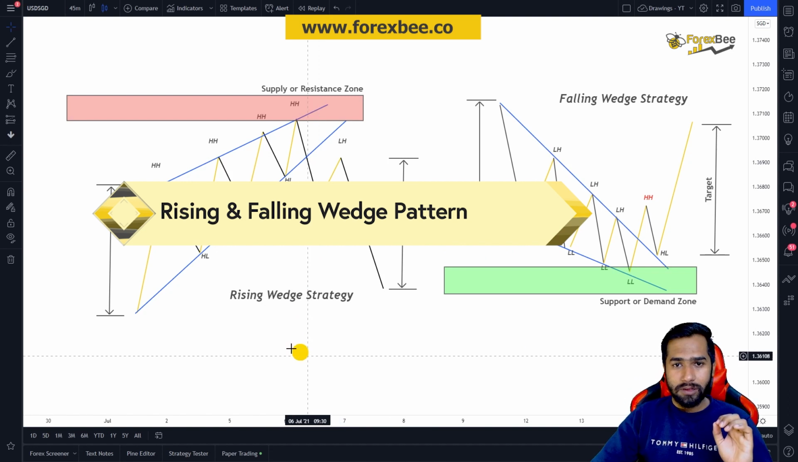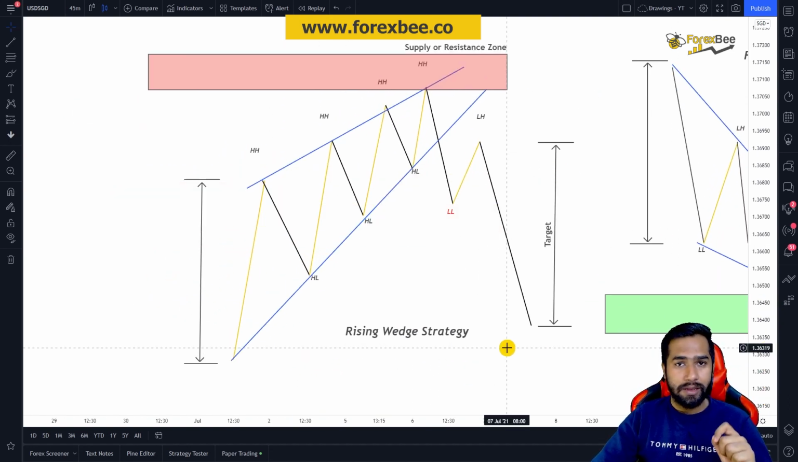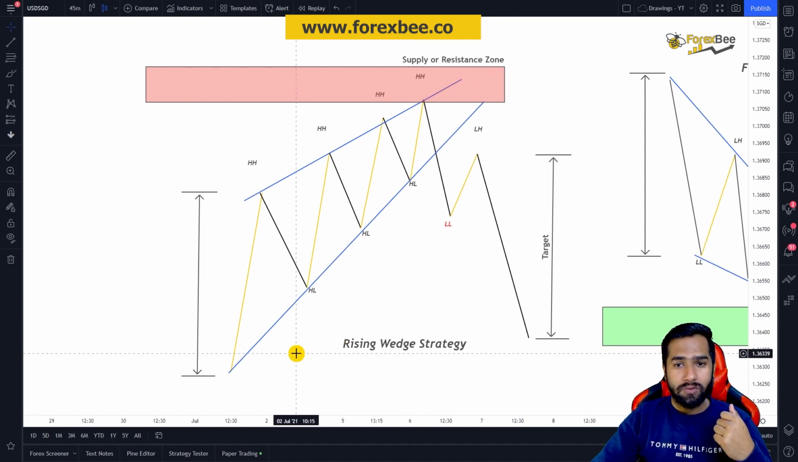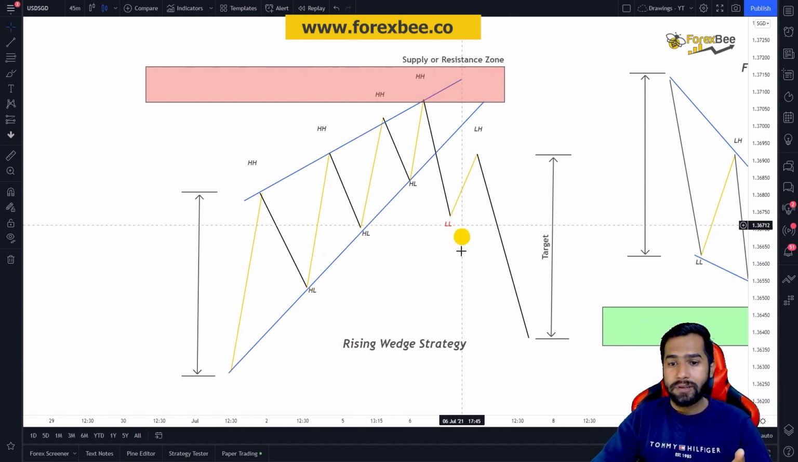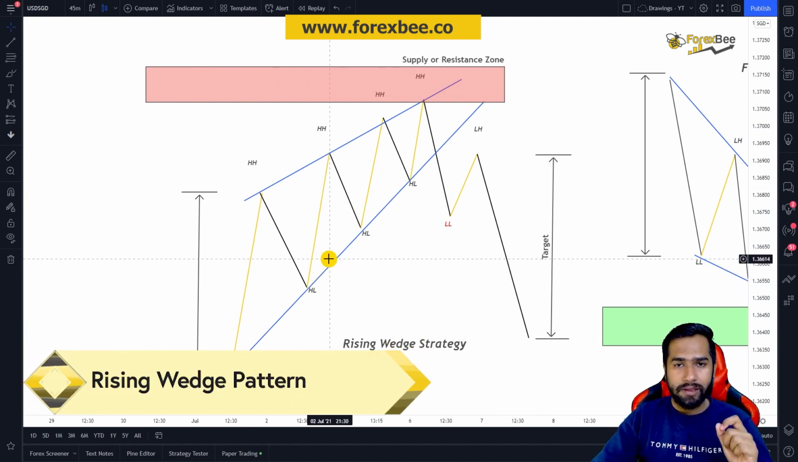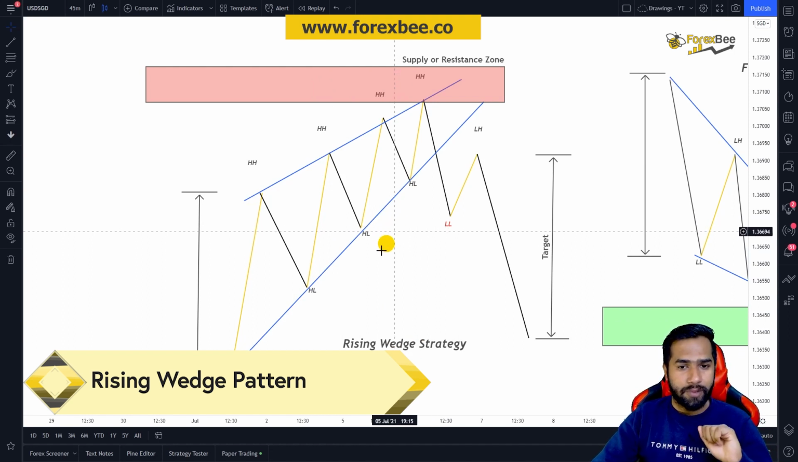So first of all, let's zoom in and let's discuss in detail how and where you can detect these patterns, and what they look like. Here I have the drawing of a rising wedge pattern, and I'm going to explain how you can detect this and what strategy you can use in order to trade this pattern.